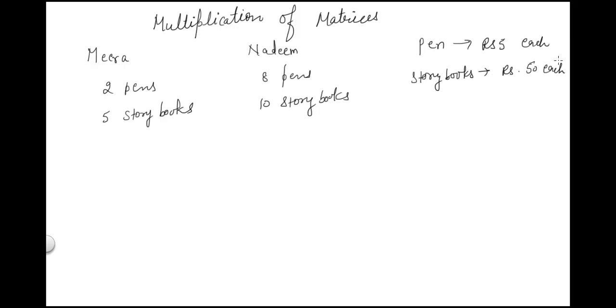Now there is a question: how much money does each need to spend? Clearly, Meera needs, see how many pens is she buying? 2 pens, and cost of 1 pen is rupees 5. So 2 cross 5 plus 5 storybooks, each 50 rupees. So this is the money that Meera has to spend. Right, that is equal to rupees 260.